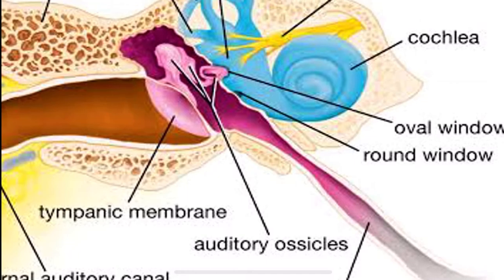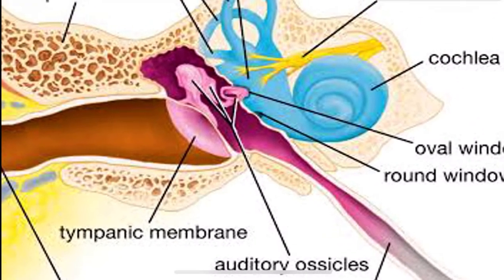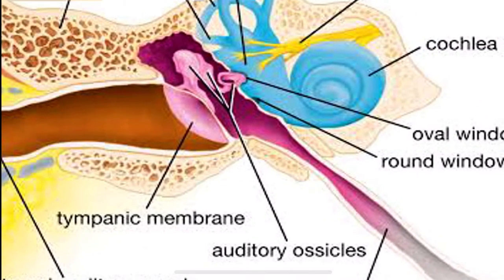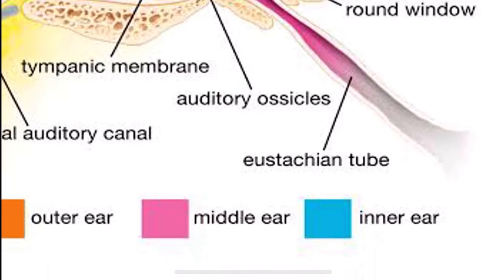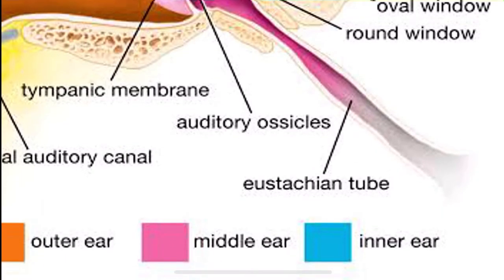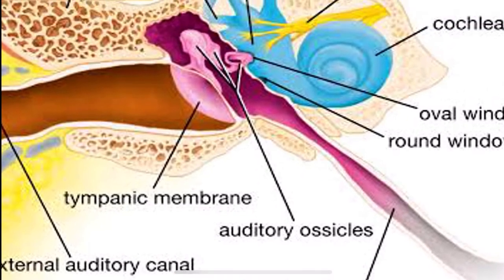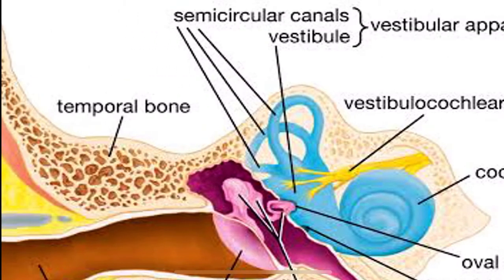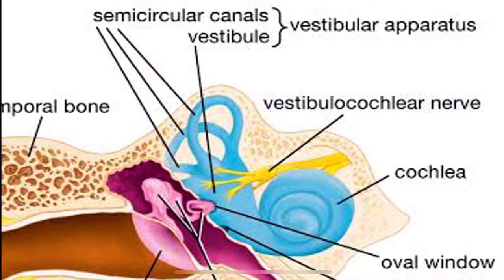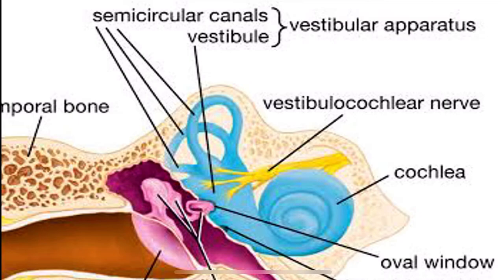And then in the middle ear, what do we have? We have the tympanic membrane, where the permanent perforation is taking place, and the auditory ossicles, that is incus, malleus and stapes, which continues further as the eustachian tube, which is connected to the nasopharynx. Now we come to the inner ear. There is a round, oval-shaped cochlea, then the oval window, round window, and the vestibulocochlear nerve. There is the vestibular apparatus, which contains the semicircular canals and vestibule.